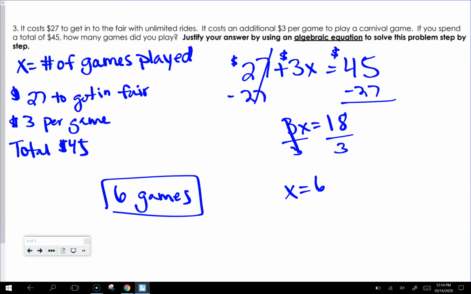Question. What if it was like 6.3 games? We have to round it down. Good. What if it was 6.9 games? We're going to round it down. We still round down. Good, because we would go over the amount of money that we have if we round up.